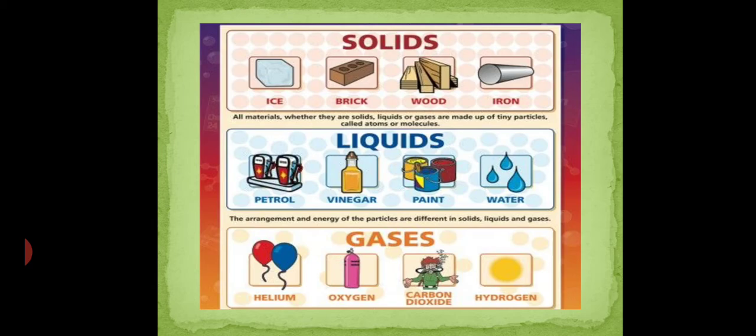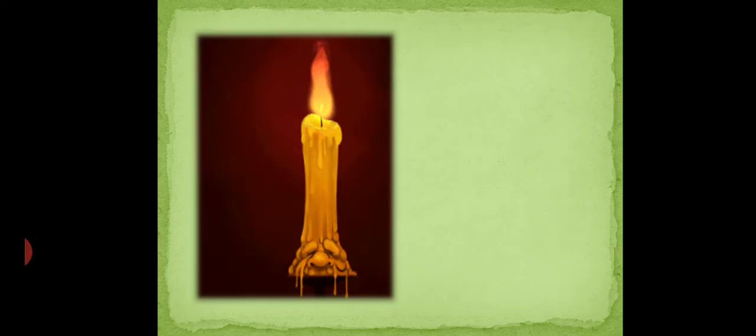Some substances change their physical properties from one to another. For example, candle. Candle is made up of wax. Wax is in a solid state. But when the candle is burning, due to the heat, the wax melts and becomes in liquid state. This melted wax, after coming down, cools and again turns into solid.